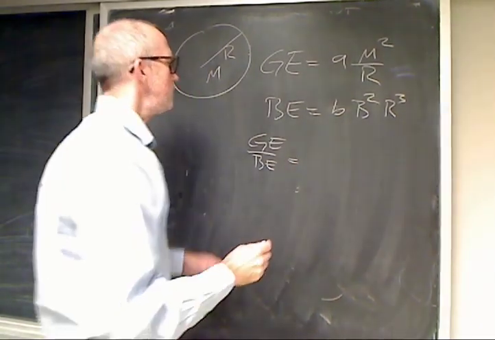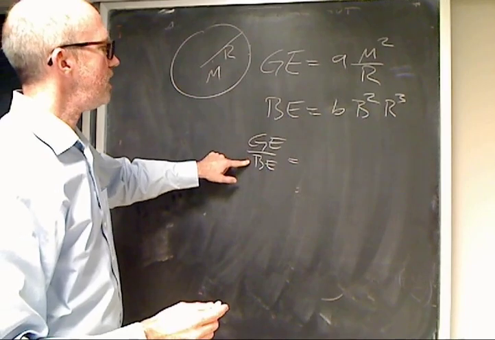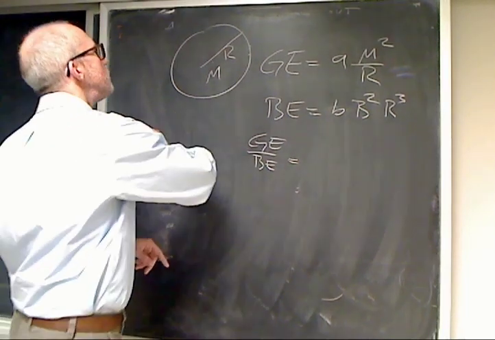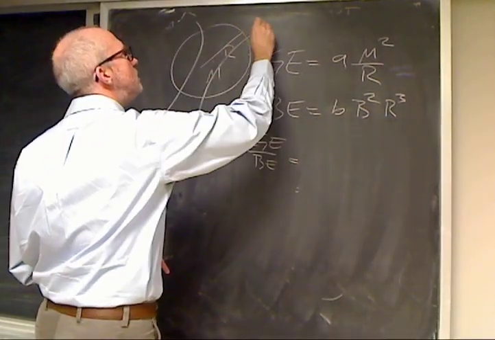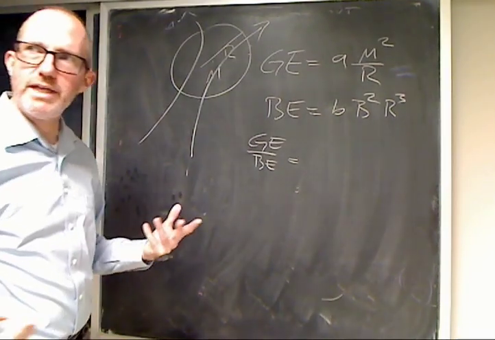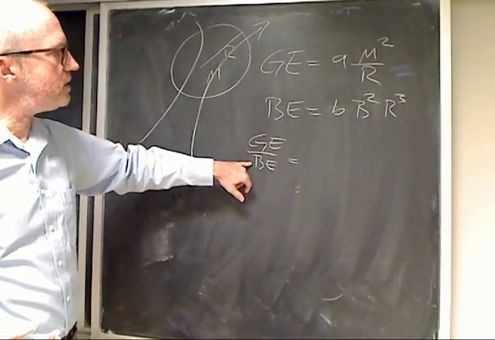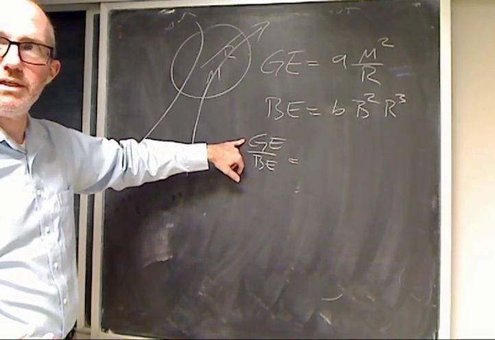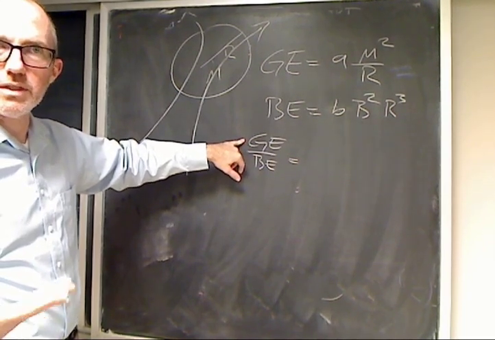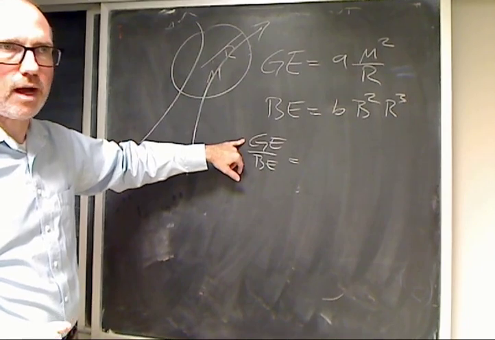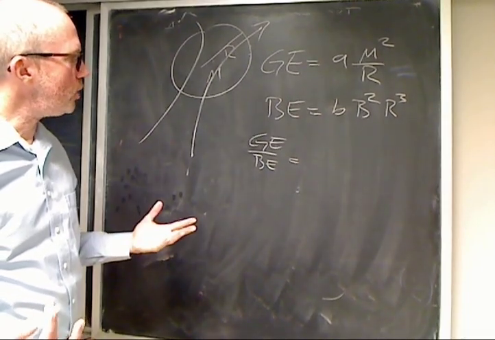what is this? So this is how much gravitational energy there is to how much magnetic energy there is. So if I have a magnetic field threading this blob of gas, then if the magnetic field is strong enough, if the magnetic energy is larger than the gravitational energy, then the magnetic field can support the cloud against collapse. So that's kind of cool.